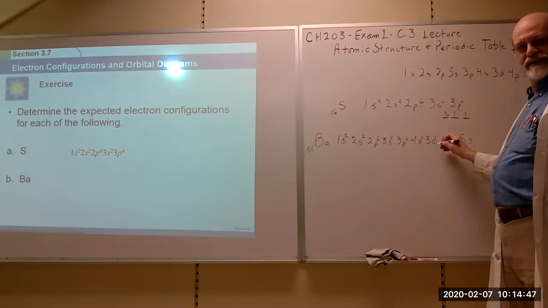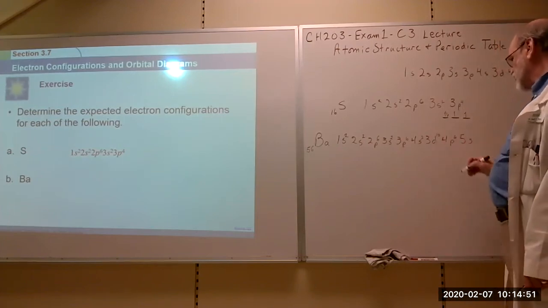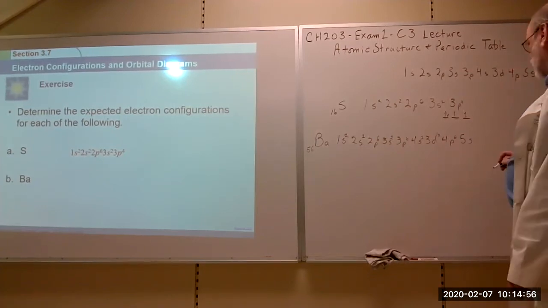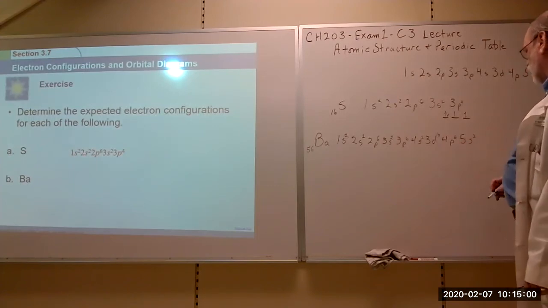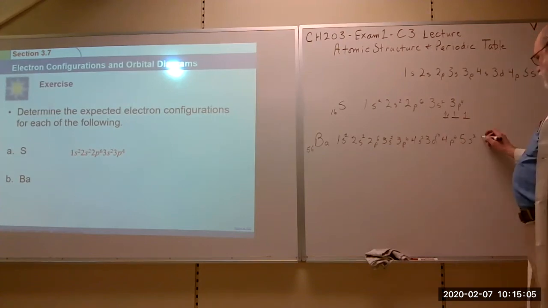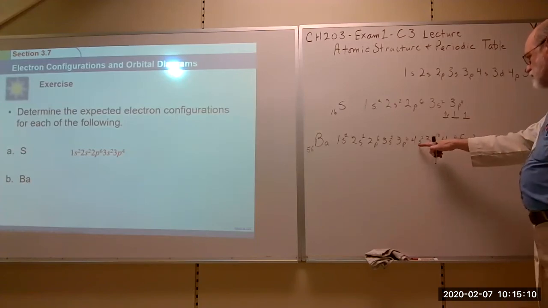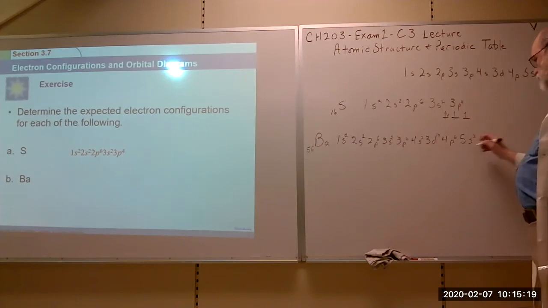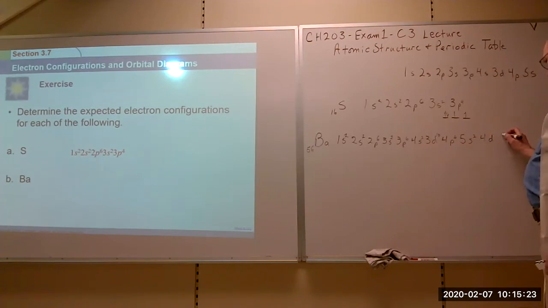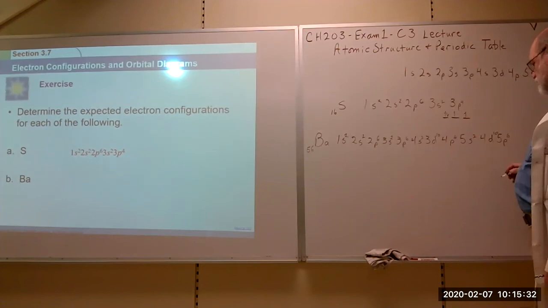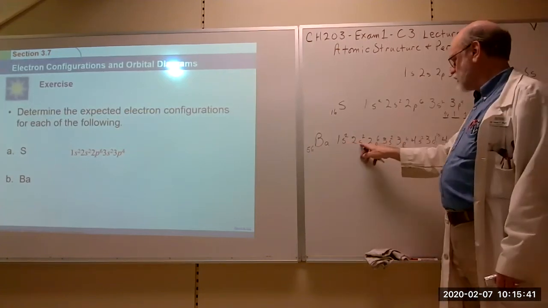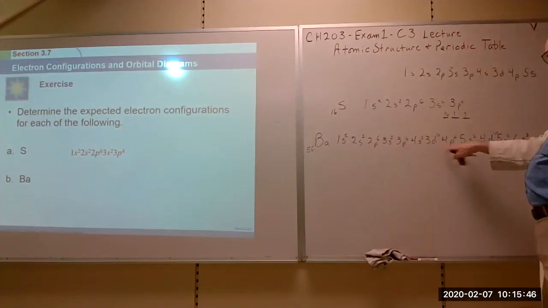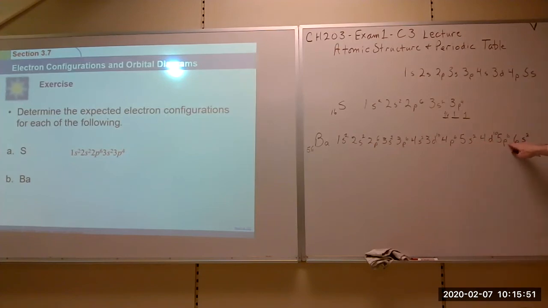How many in these? 10, 30, 36. Is that right? We're going to need more. 36, 38. So where do we go from here? 5s, 4d, 5p, I think, and then 6s. Let's see if that gets it. 2, 4, 10, 18, 20, 30, 40, 48, 56.